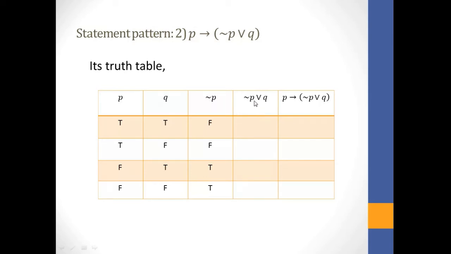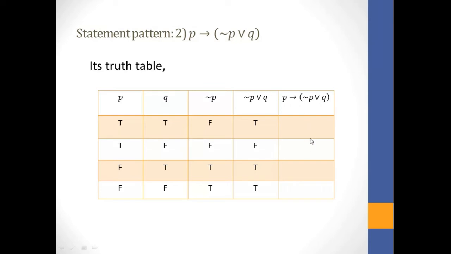Now column number 4, we have to complete column number 4, negation P or Q. Now this or this means F or T becomes T. Then F or F is F. T or T is always T, and T or F is also T. So column number 4 is completed.